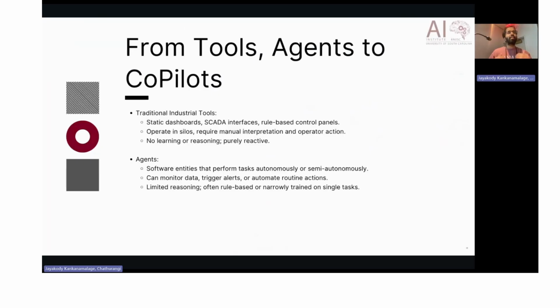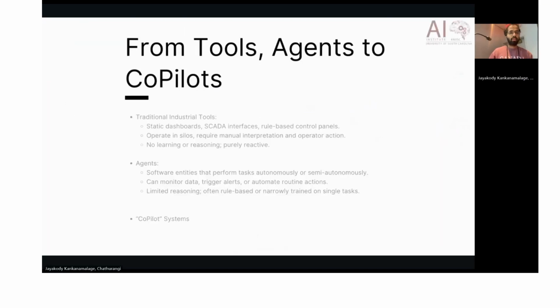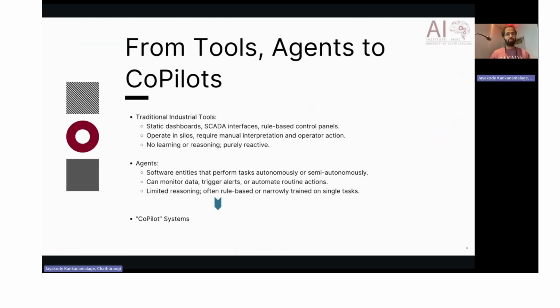Agents are a little bit better. They perform tasks autonomously or semi-autonomously, and they can monitor data, trigger alerts, and automate routine actions. But these also have very limited reasoning. They're not very interactive, and they're very autonomous, often rule-based or narrowly trained on single tasks. So thus we require something like a Copilot system.